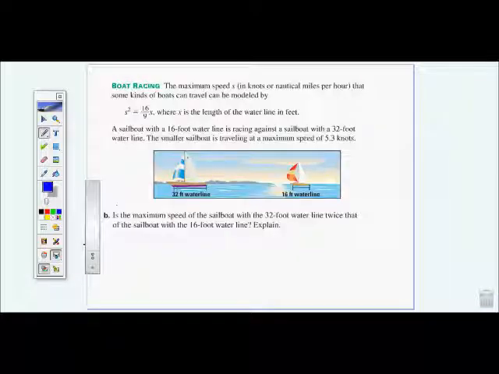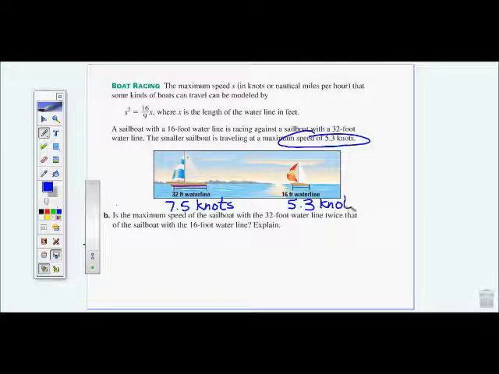All right, so the second part of that question says, is the maximum speed of the sailboat of the 32 waterline twice that of the sailboat of the 16? And we have that the 32 again was 7.5 knots, what we just figured out on the screen before this. And they had stated that the maximum speed was 5.3 for the smaller boat. And so that is not true. It would be no, because 7.5 is not twice that of 5.3.